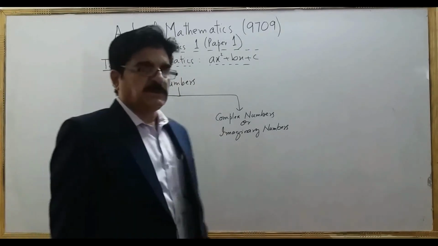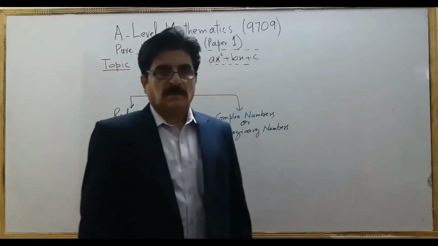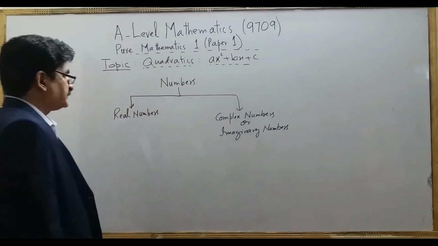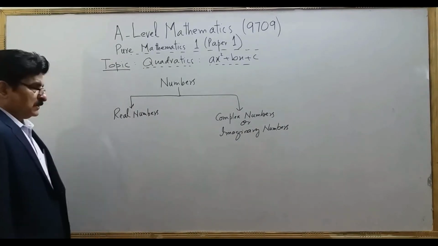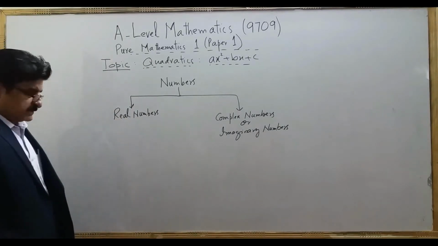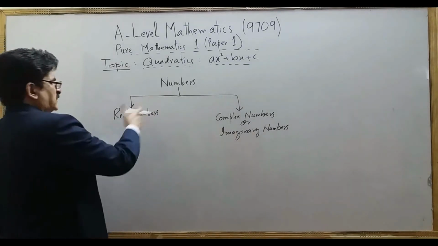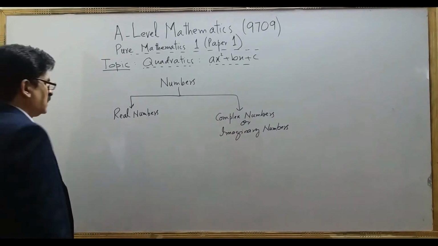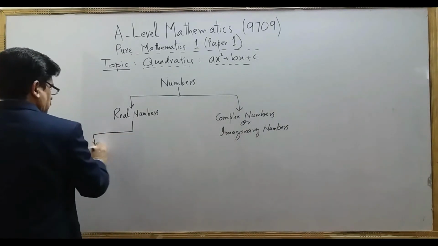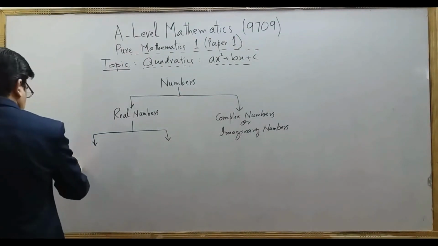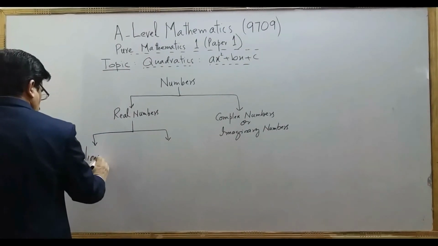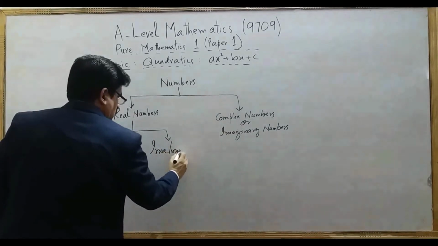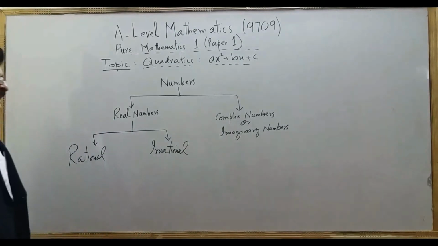This is the second video on Pure Mathematics Paper 1, Quadratics. The topic is Quadratics. First of all, you understand what are numbers. We can classify numbers into two categories, real numbers and complex numbers. Real numbers can further be classified into rational and irrational numbers.